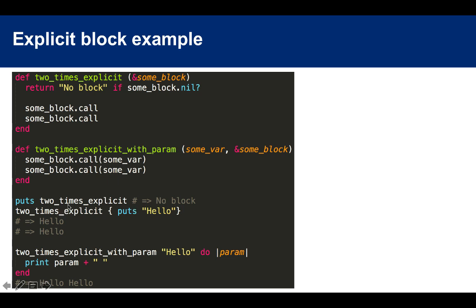So two_times_explicit returns "no block" because you didn't pass the block in. But if you pass in the block after the method, and that's your only parameter in this case, so it knows that some_block is that block that you are trying to execute, and then it calls that block 2 times, once and twice. In this case, you're also doing it 2 times, but you're also passing a parameter. So in this case, you're saying pass the parameter hello, and that parameter ends up being passed in as a parameter to the block, which is what this is doing, and then it just prints it out. So that's the explicit method.